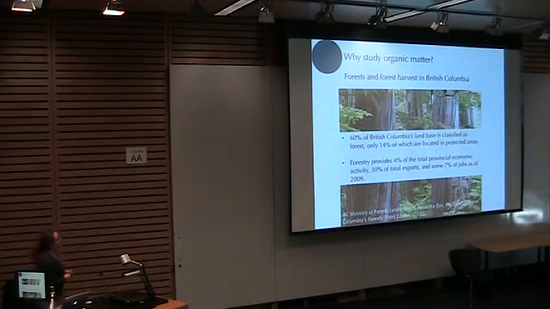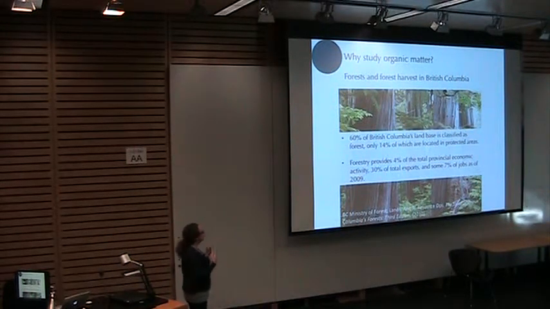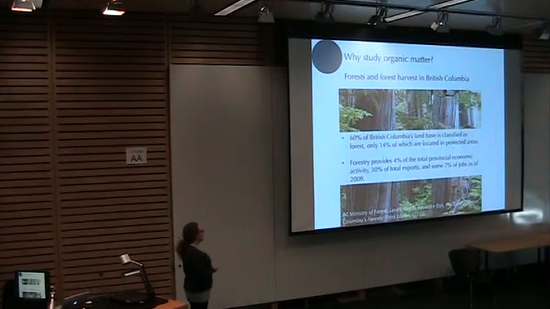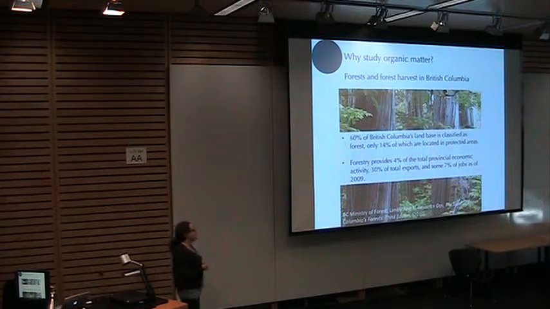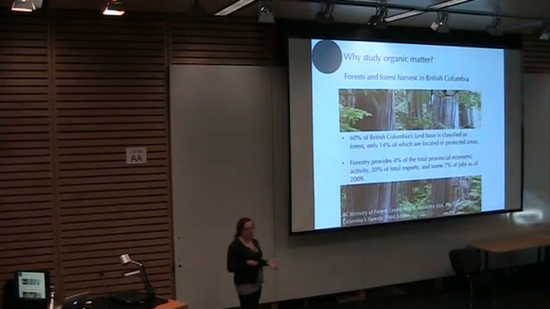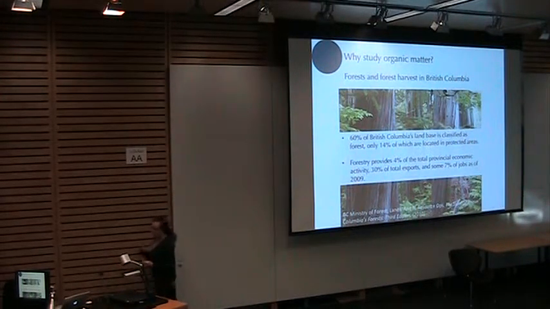So like I mentioned, one of the land use changes that can actually affect the way that organic matter originates in soil is through forest harvest. This is important for BC because the majority, so 60% of British Columbia's land base, is actually classified as forest, and a small percentage of this is within protected areas. Forest harvest, as an industry, is still an economic player in British Columbia, not to the degree that it was historically, but as of 2009, it provided 4% of the total provincial economic activity, 3% of total exports, and 7% of jobs. So it's still important in terms of BC's economy.